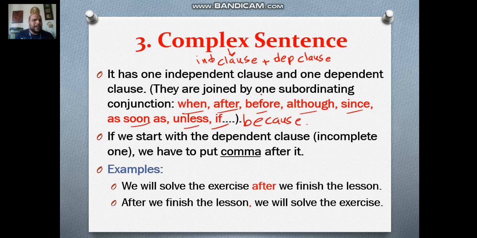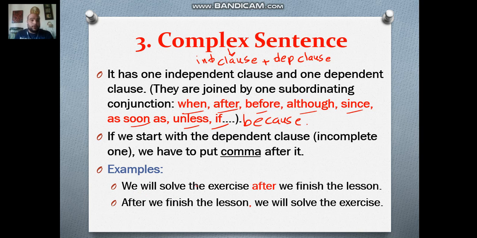Always, like 99%, we're going to have the subordinating conjunction. That's why we call it a subordinating clause. You see: when, after, before, although, since, as soon as, unless, if, because. Okay? For example, here I have an example.